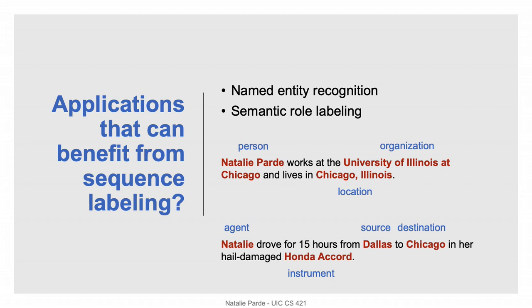Other NLP tasks that can benefit from sequence labeling include named entity recognition, which is where you identify specific instances of different types of entities, for example, organizations or people, and semantic role labeling, which is where you identify the role that different words are playing in a sentence.